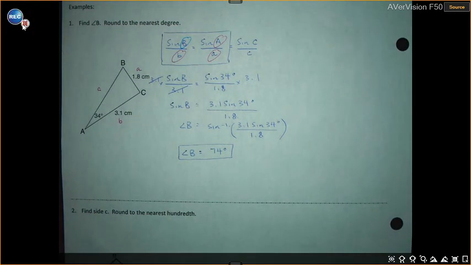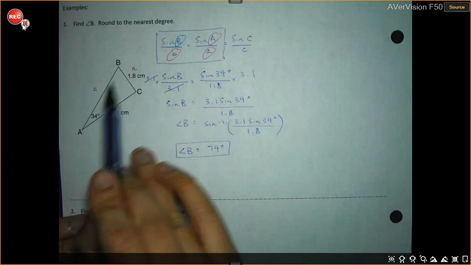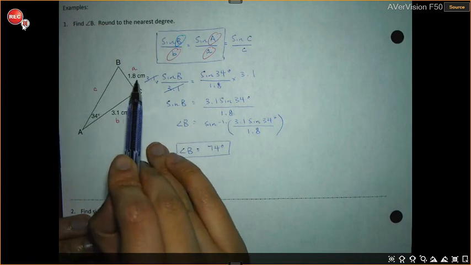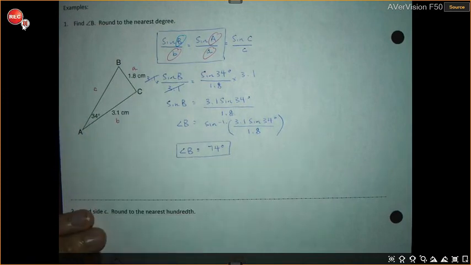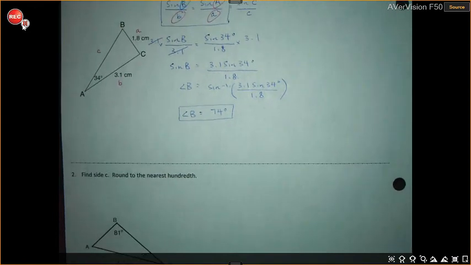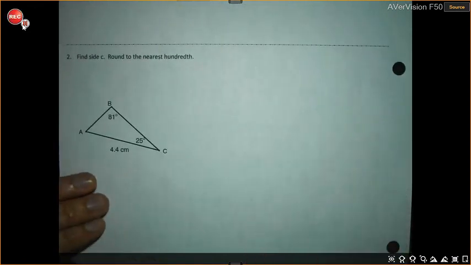Alright, so that's an example of finding an angle using the sine law. Again, we can use the sine law because it's not a right triangle. We're given a side and its opposite angle and another side. So next, we're going to use the sine law to find a side.